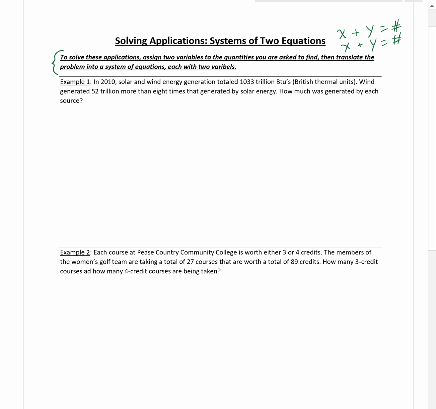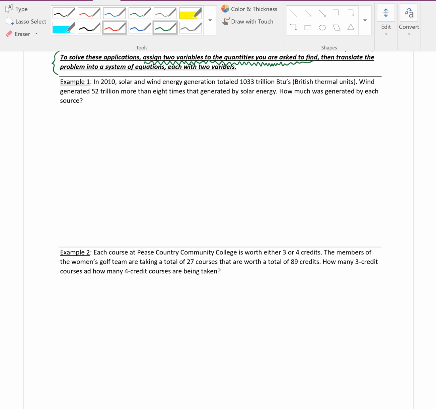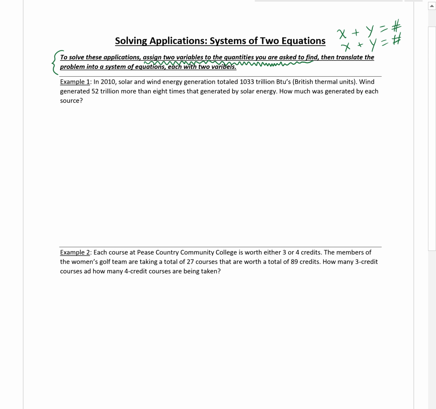But what you want to do for sure, if you're stuck, like it says here in the directions, is assign two variables, say x and y or whatever variables, to the quantities that you're asked to find. So it's a good idea to read the problem, make sure all the words make sense, look for what they want me to find, and let your variables be equal to those things. Then let's look at example 1 and see if we can figure out what to let our variables equal.